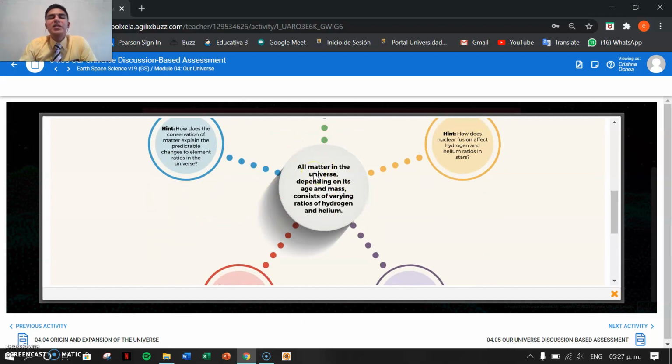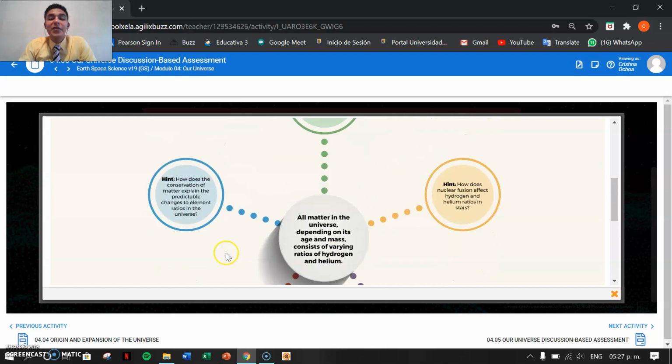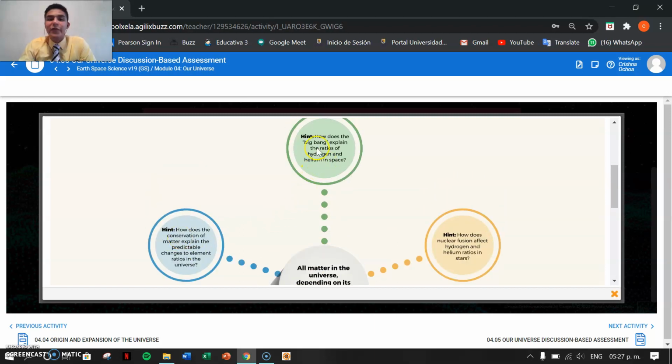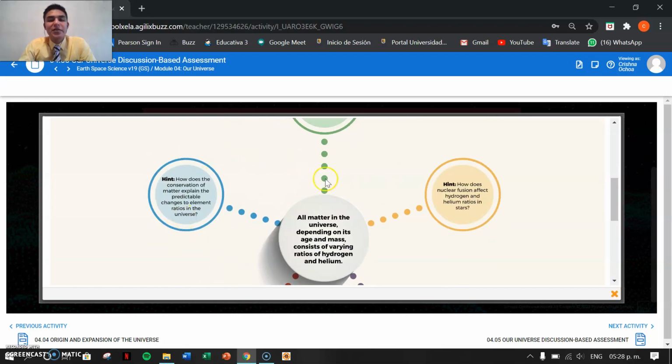And of course, in the center, you are going to have: all matter in the universe, depending on its age and mass, consists of varying radius of hydrogen and helium. This is the phrase that you need to copy in the center of your diagram. But just like you can notice, we have 5 different circles around the central one, which is the main idea, right? But something very important to notice is that you don't have to copy the text that you see in these 5 circles around it.